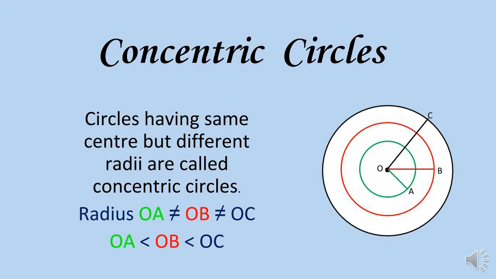So the green circle is formed by radius OA, the red one is formed by radius OB, and the black one is formed by radius OC. Now all these three radii are not equal. Also, there's another relation between them: OA is less than OB, which is less than OC. Okay, so make a note of it. Moving on to the next slide.